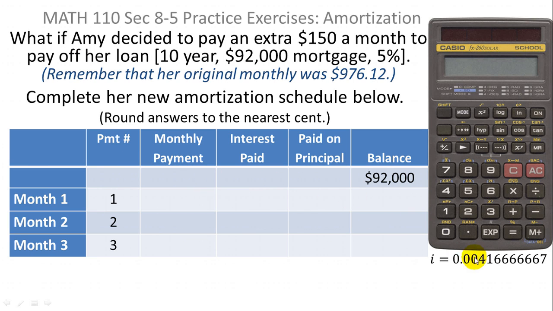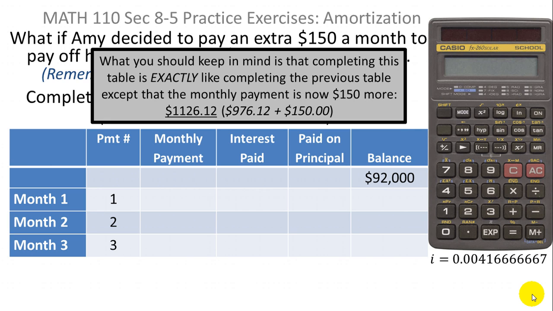That's the setup. We want Amy to pay a little more every month to pay this thing off a little faster. So if her old monthly payment was $976.12 and she's going to pay an extra $150 a month, then the thing to remember is the only difference between this problem and the original problem is that her monthly payment is going to go up by $150. So if you add $150 to $976.12, you get $1,126.12. So that becomes her monthly payment. Otherwise, the calculations are going to be exactly as in the previous problem.